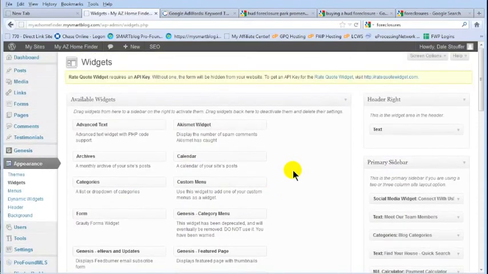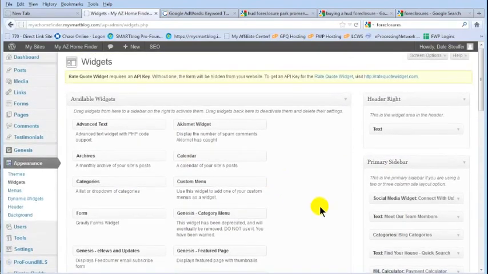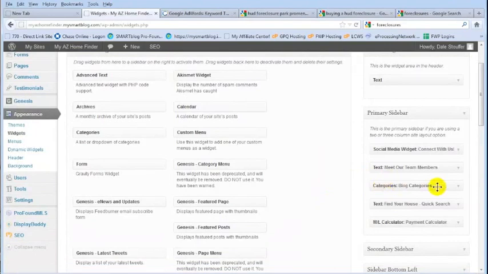The other thing is, let's say you have categories over here, but you don't have any articles in those categories, they won't show up. So you might be looking for it on your main website, but you won't find it because you don't have any blog posts in those categories.